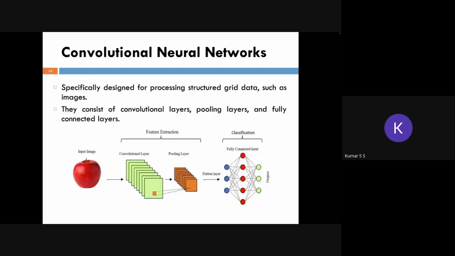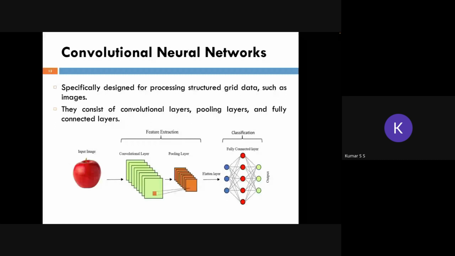So the pixels are being given to the neurons and the processing takes place. The next architecture we would say is convolutional neural networks. This is especially designed for structured grid data such as images. They have convolutional layers, pooling layers, and fully connected layers.